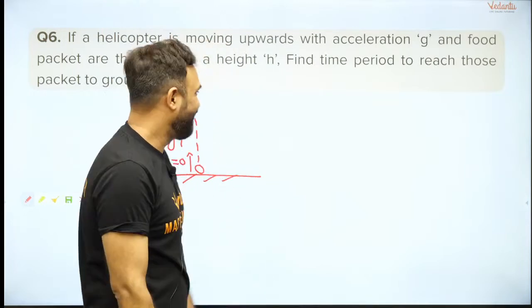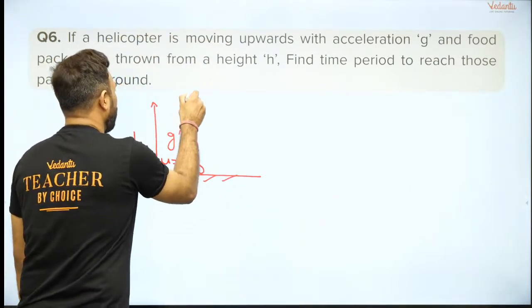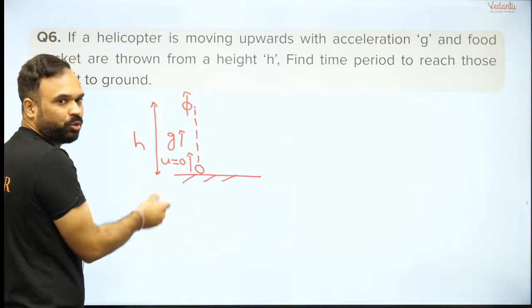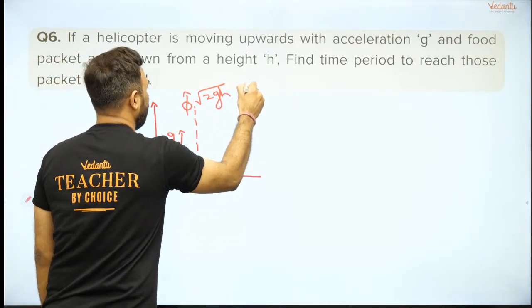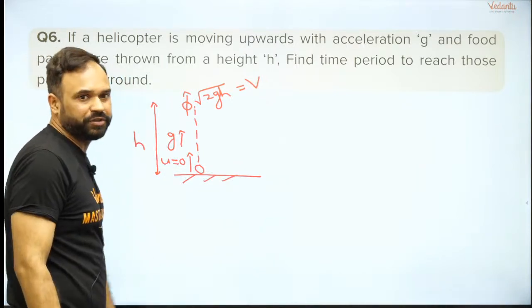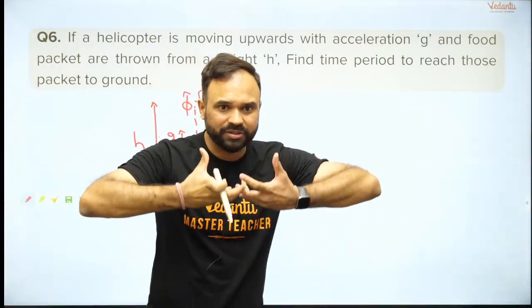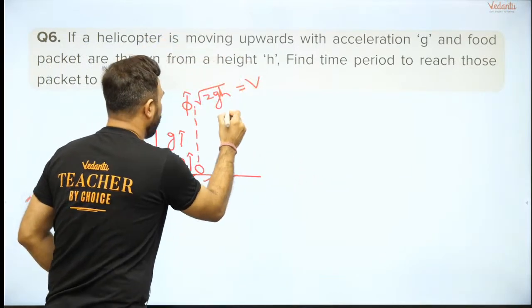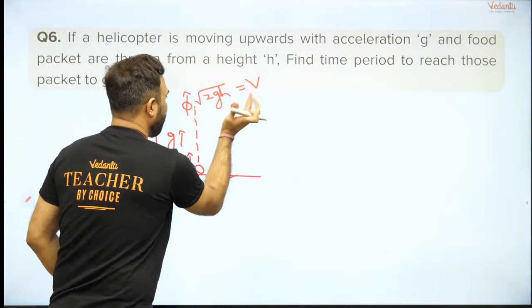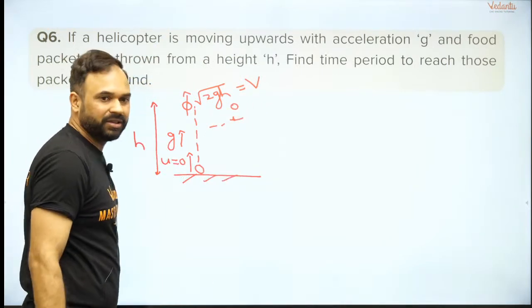There must be an upward force of 2 mg on this body, and weight is acting downward on the helicopter. So net force was mg upwards, mass of helicopter was m. That's why acceleration was g upwards, right? So velocity of the helicopter here will be v square is equal to u square plus 2as. So it is root of 2gh. This is the velocity, root of twice of g into h.